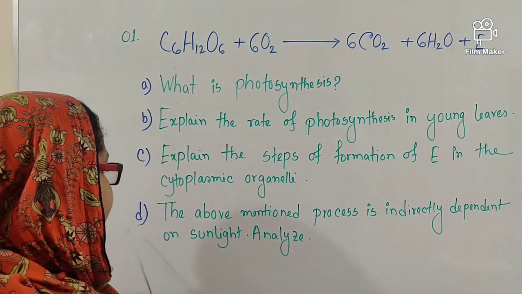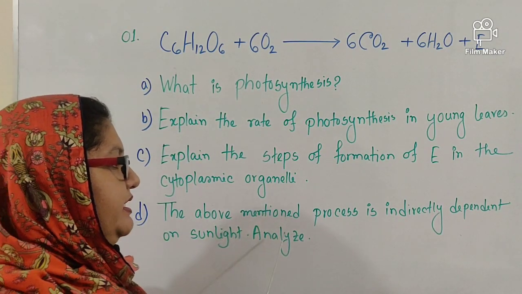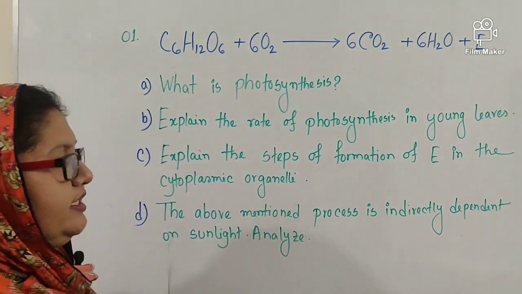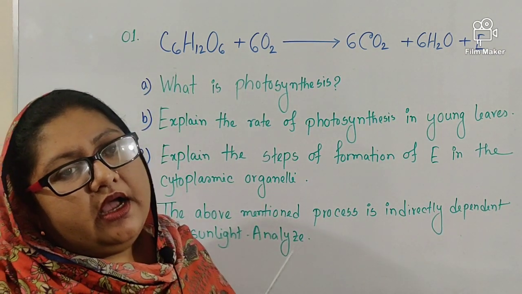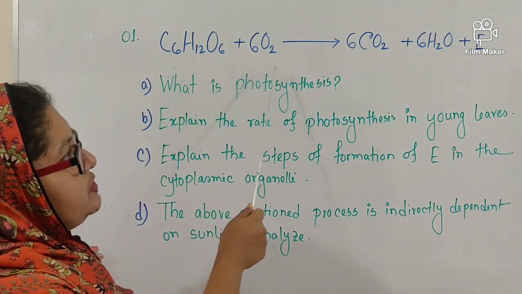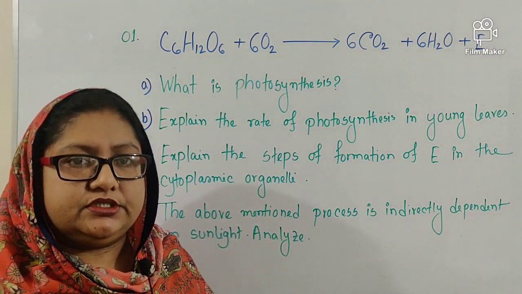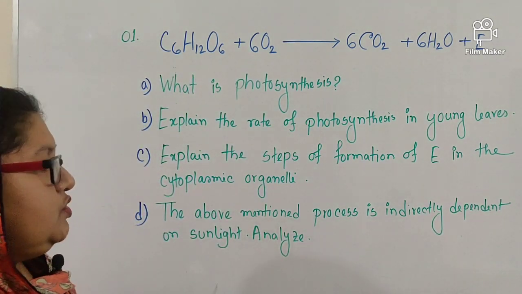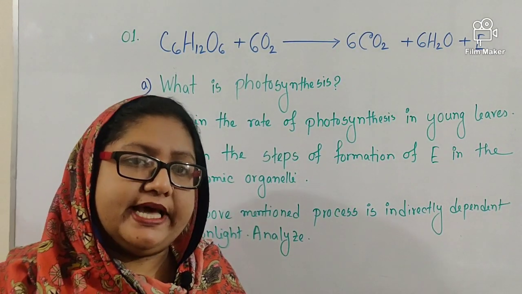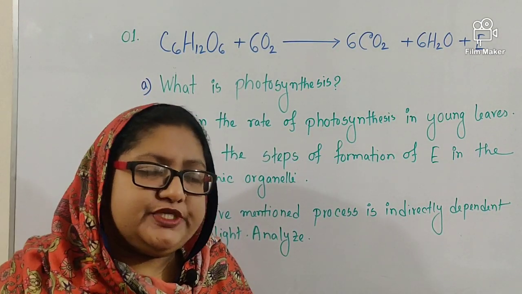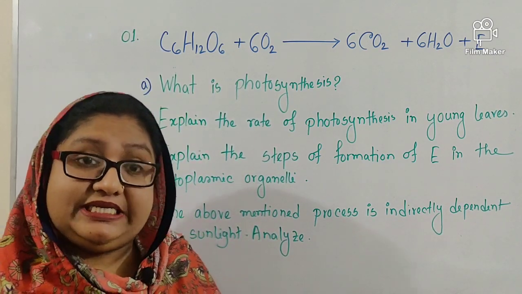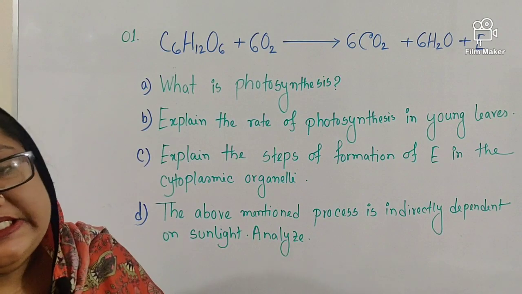The next question is D. The above mentioned process is indirectly dependent on sunlight. Analyse. I have already told you that the above mentioned process indicates respiration. But you know that photosynthesis is dependent on light or sunlight. But respiration is not directly dependent on the sunlight, but it is indirectly dependent on sunlight.